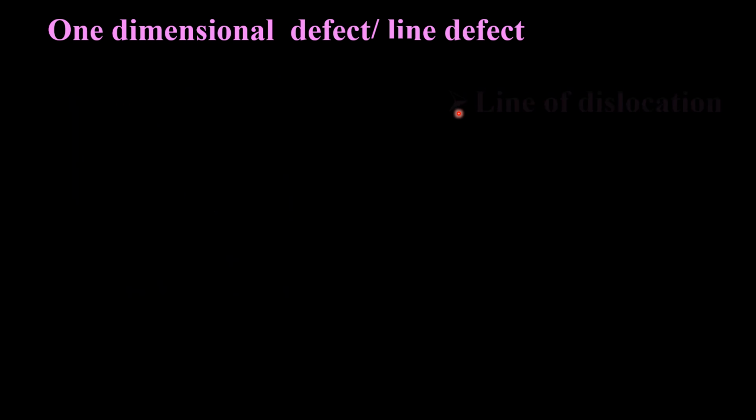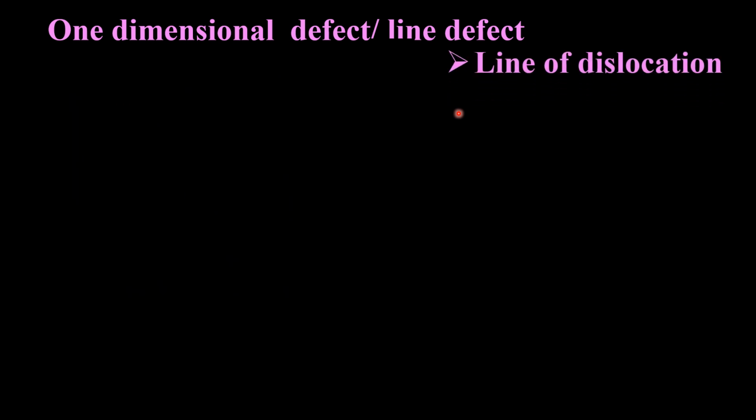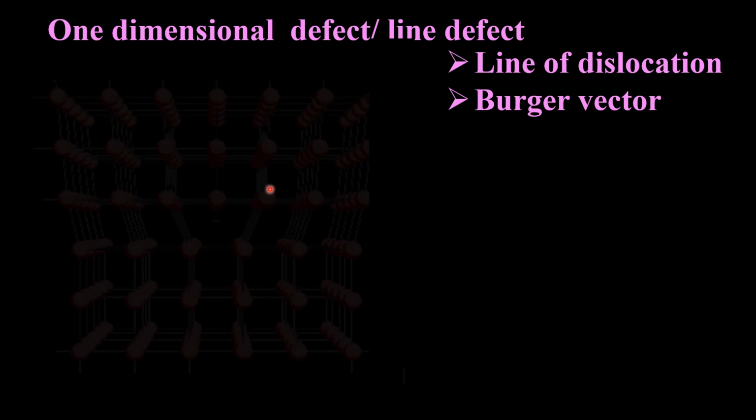There are some important terminologies related to edge dislocation. One is the line of dislocation, which is the line along which the distortion occurs. Another important parameter is called the Burgers vector. The Burgers vector tells us the magnitude and the direction of the dislocation, that is, along which this dislocation is going to take place.